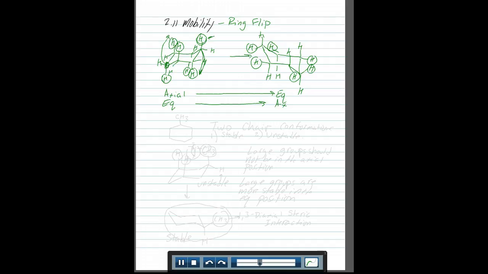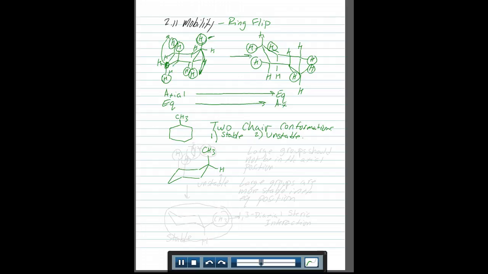So why is this important? Why do we even care about this? Let's take a monosubstituted cyclohexane. Let's say we take methylcyclohexane. There are two chair conformations for this molecule. One of them is a stable conformation, and the other one is an unstable conformation. Let's first look at a chair conformation. I'm going to arbitrarily put the methyl group in the axial position, because technically the methyl can also be in an equatorial position.